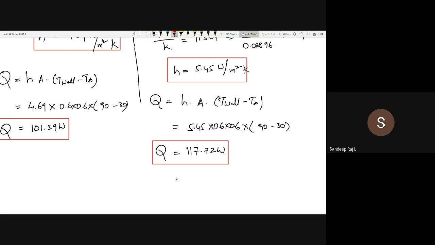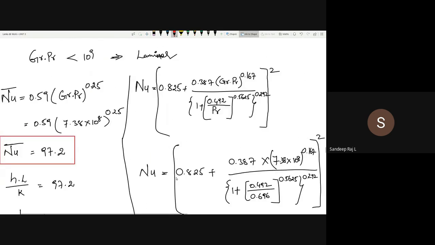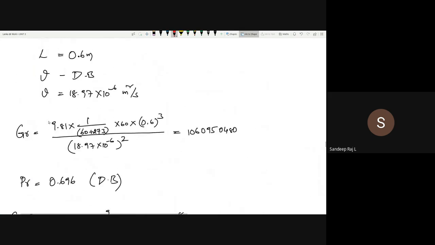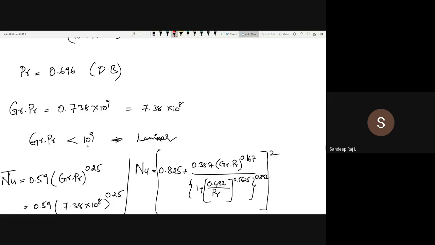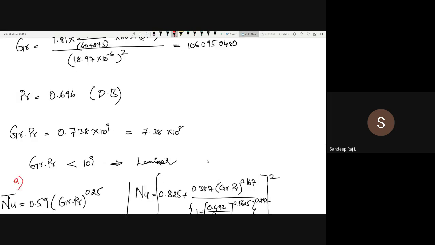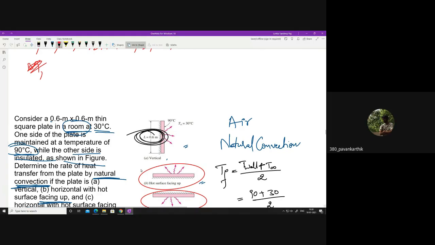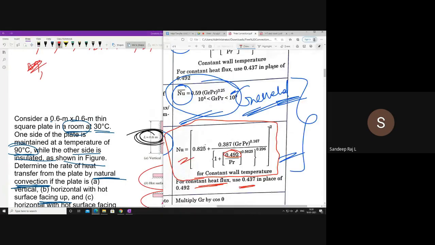So you're done with question number A. Basically, what we have done so far is for question number A. Now we have to solve for question number B and question number C. In question number B, you have horizontal surface facing up and horizontal surface facing down is question number C. For these two things, we have formula in the data book.